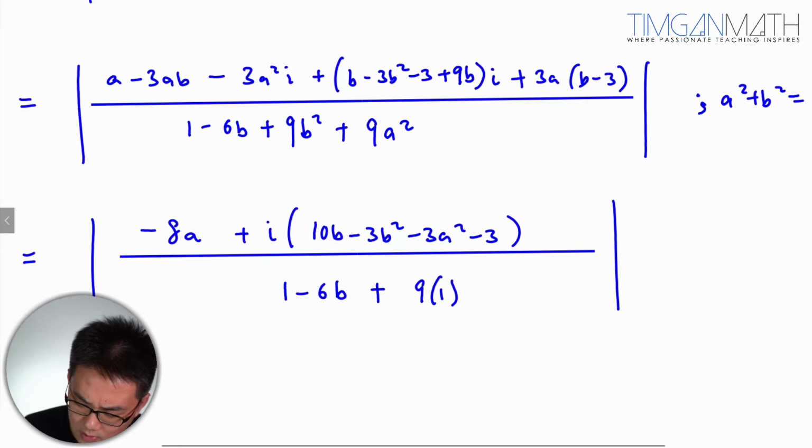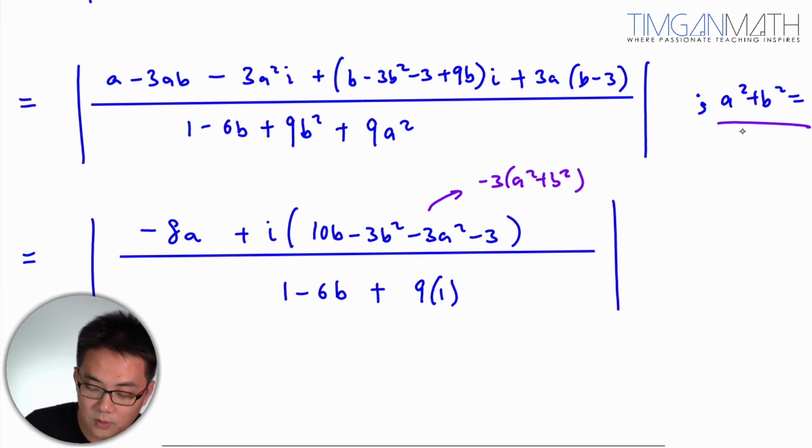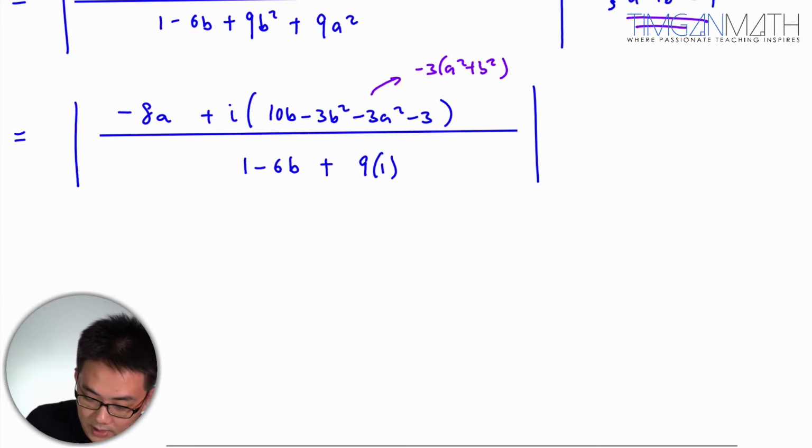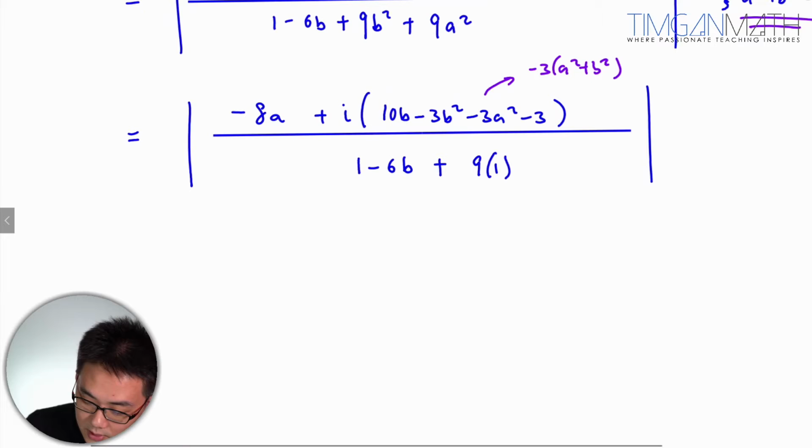3a squared. Yeah, great. So this is similar. This over here is minus 3a squared plus b squared, which also equals 1. So we can just replace that in. Replace everything. This is minus 3 minus 1 minus 6.